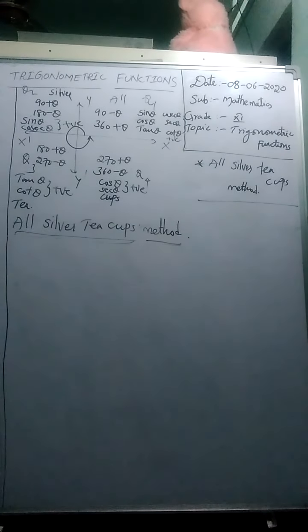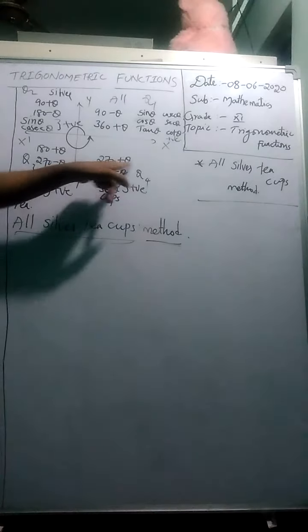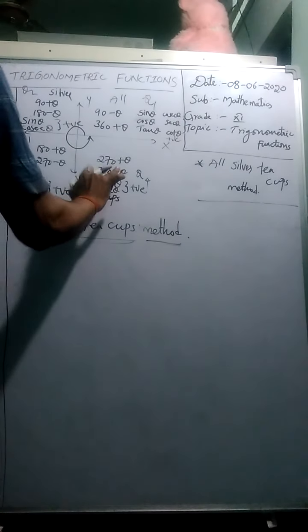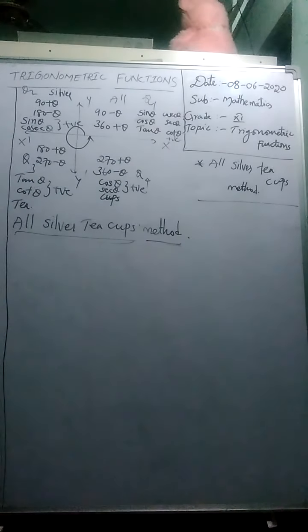So in Q1 all are positive. In Q2, the angles are 90 plus theta, 180 minus theta, and sin theta, cosecant theta are positive, the rest negative. In Q3, 180 plus theta, 270 minus theta, tan and cot are positive, the rest are negative. In Q4, 270 plus theta, 360 minus theta, cos and secant are positive, the rest are negative. That is why we call it the All Silver Tea Cups method.